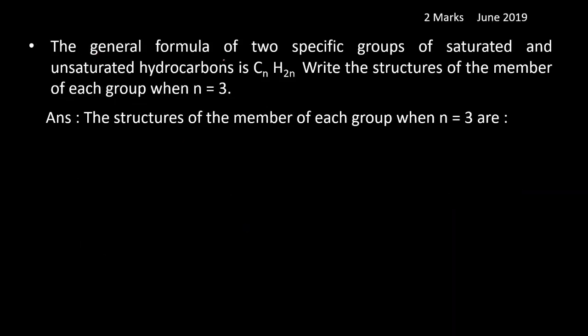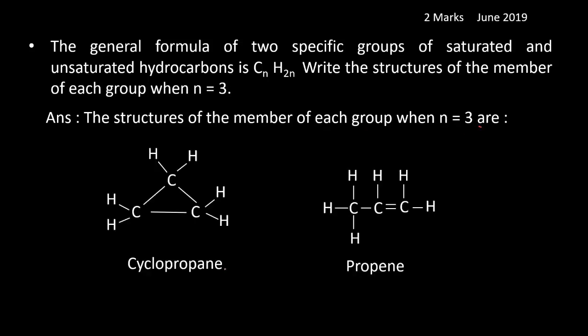The general formula of two specific groups of saturated and unsaturated hydrocarbons is CnH2n. Write the structures of the member of each group when n is equal to 3. The structures of the member of each group when n is equal to 3 are cyclopropane and propene.